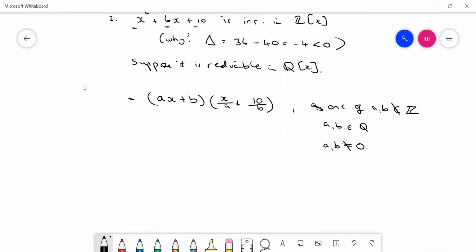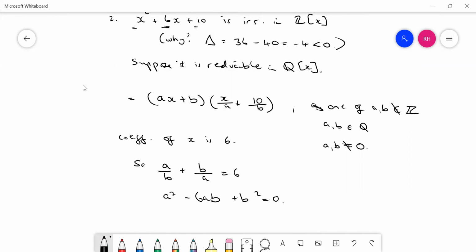And if you do that, if we go back up to the 6, we need the coefficient of x to be 6. So what does that mean? A on B plus B on A has to equal 6. So A squared minus 6AB plus B squared has to equal 0. And then you can just sort of play around with it from there. But I don't think you're going to make much progress. I don't think you're going to get a lot of insight, but you could go down that path.